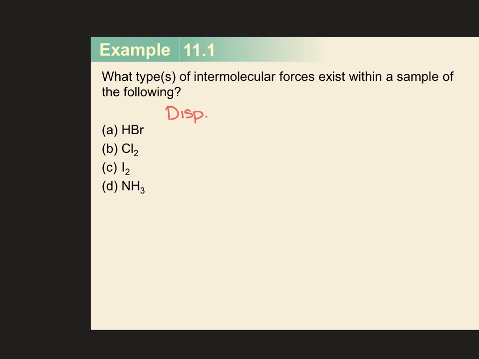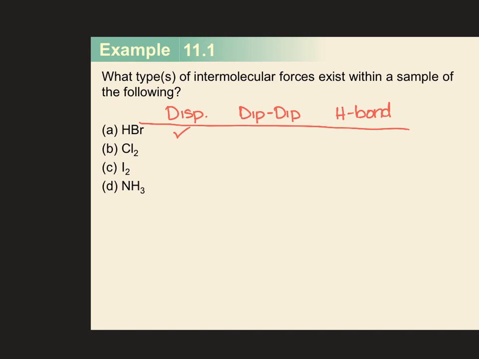Let's do it. I'm going to make this little table here: dispersion, dipole-dipole, and then H bonding. I'm just going to make a table to make this go a little easier. All right, so HBr gets dispersion. Let's check that box. Let's talk about dispersion for all of them real quick.